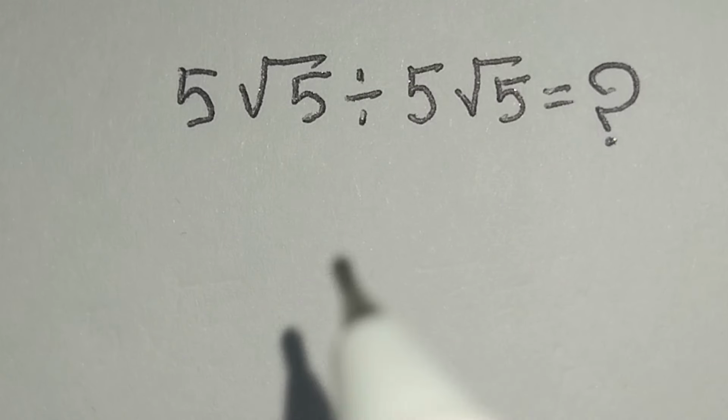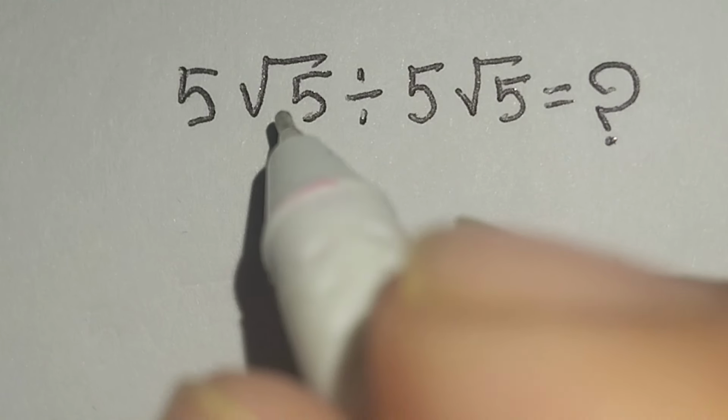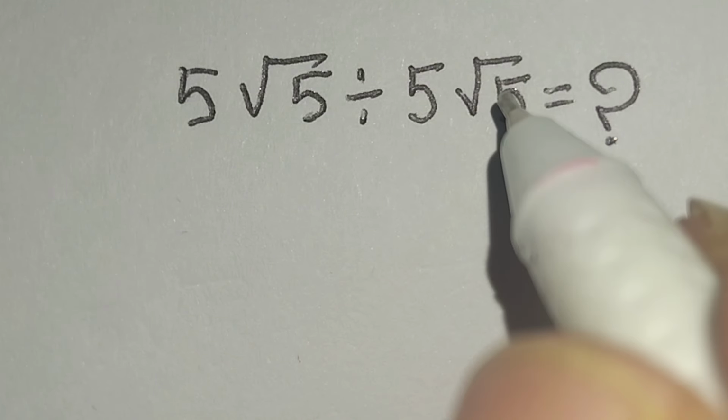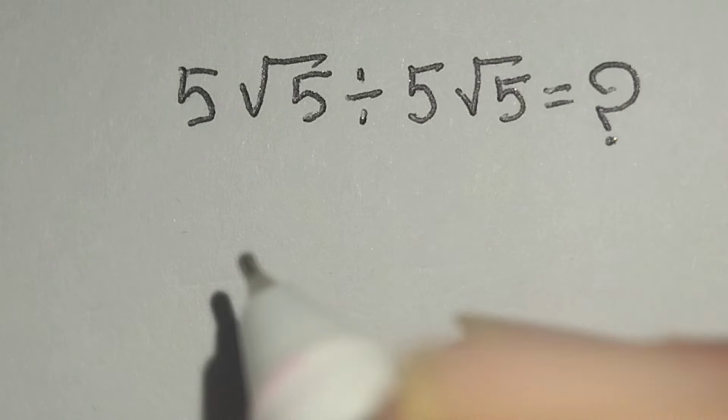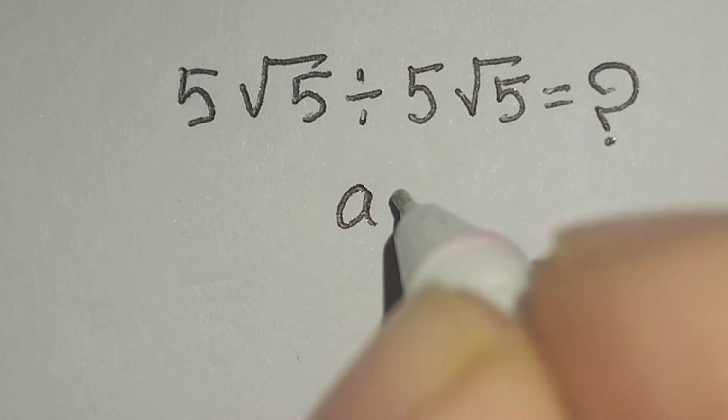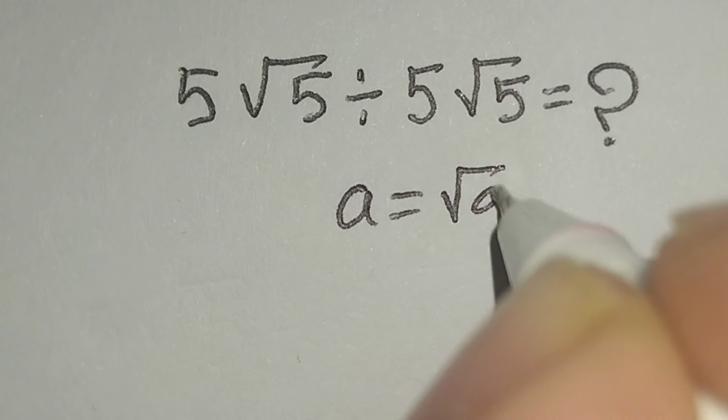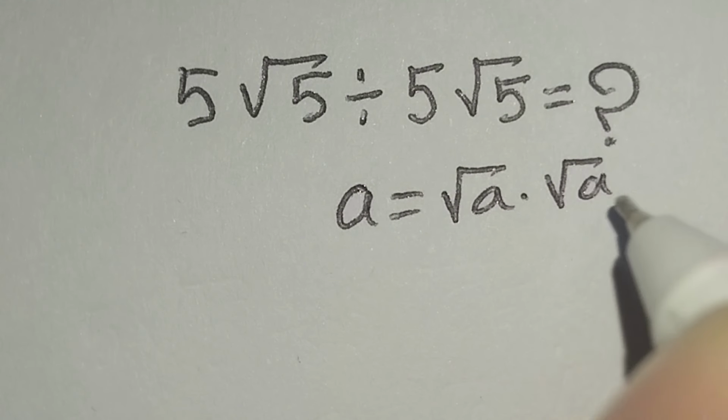Hi guys, this is a nice math problem. 5 square root of 5 divided by 5 square root of 5 is equal to what? We know a is equal to square root of a times square root of a.